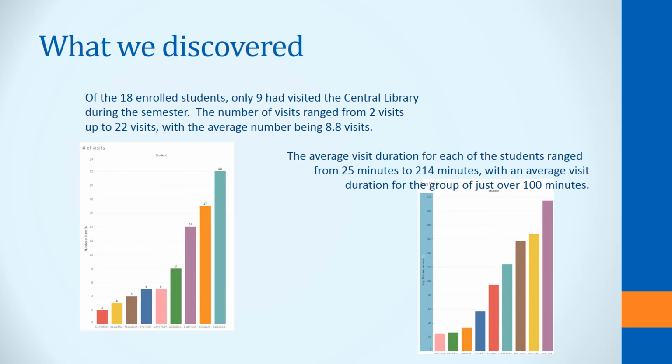So what we discovered is that of the 18 enrolled students whose information we received, about half of them visited the Central Library during that fall semester. So you can see in the image on the left the number of visits. The two graphics, the two images here, each colored bar is the same student. You can see the ID hash at the bottom, but you can see that the lowest number of visits was 2 and the highest number of visits was 22.